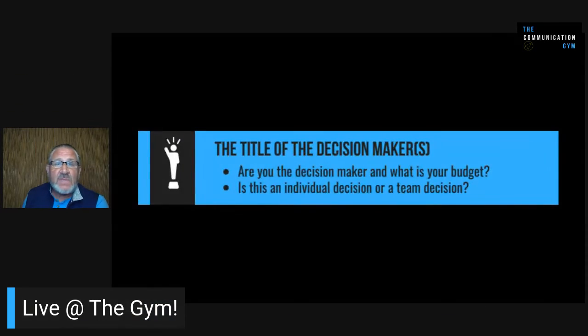Let's talk about the key attributes. Number 1, the first key attribute is the title of the decision maker. We want to know, are we talking to the decision maker? Is this the person who can make the decision? Because if they can't, then we don't have a fully qualified prospect yet.